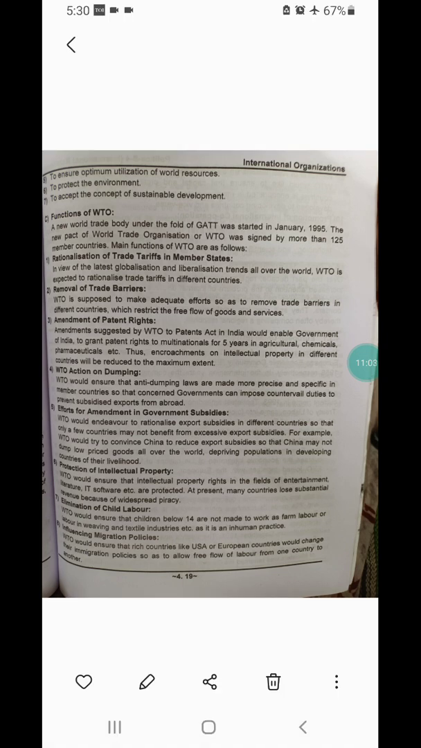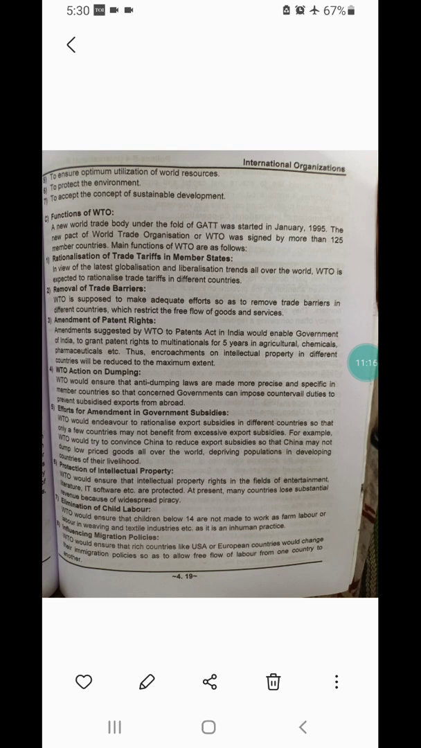The new Pact of World Trade Organization or WTO was signed by more than 125 member countries. See, the new Pact of World Trade Organization, ये न्यू पैक्ट ऑफ वर्ल्ड ट्रेड ऑर्गेनाइजेशन और WTO कब साइंड हुआ था, it was signed by more than 125 member countries. Main functions of WTO are as follows: rationalization of trade tariff in member states.